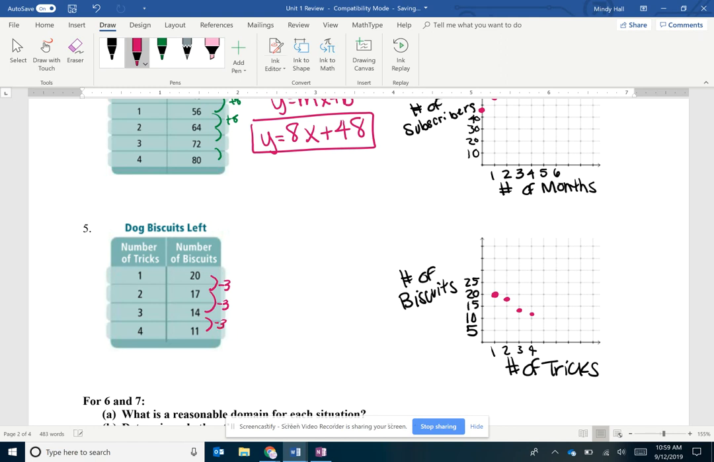And much like the one before, we have a constant rate of change, but given what we have, this graph is also going to be discrete because I can't do half a trick, and I could give half a biscuit, I guess, technically, but my dog can't do half of a trick. So then, to explain with words, each trick uses 3 treats.